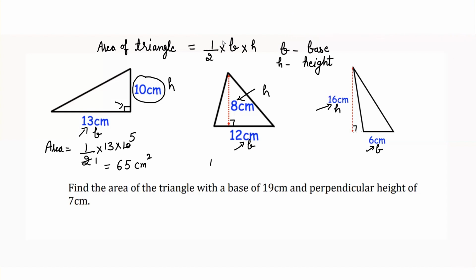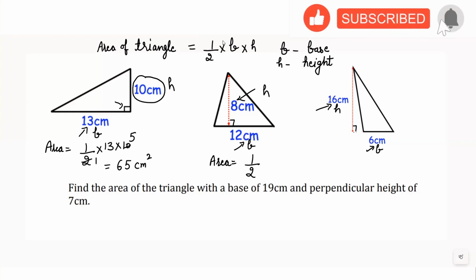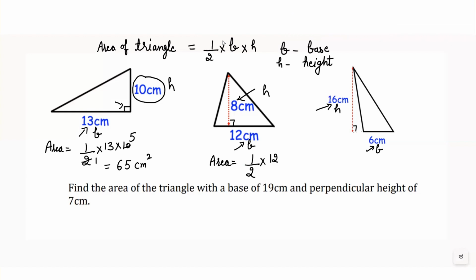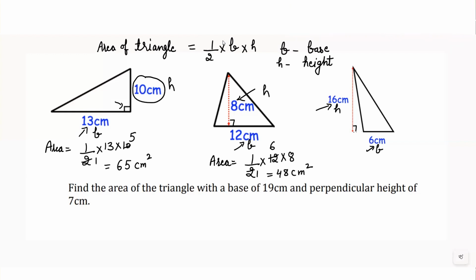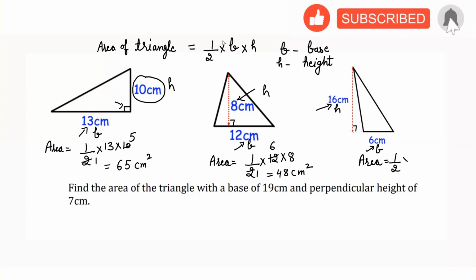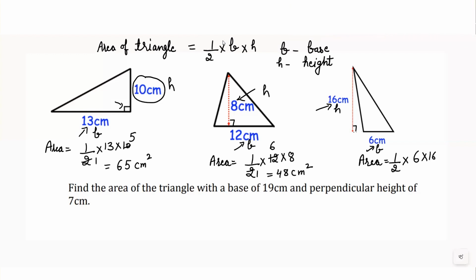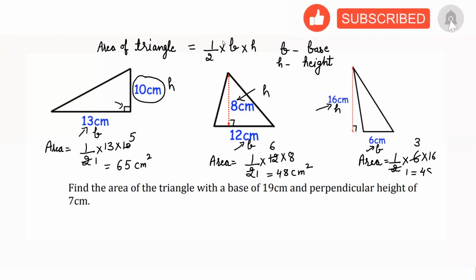Then we will calculate the area of the second triangle. So area is equals to, again we'll put the values in the formula, 1 by 2 into B is 12 and H is 8. You can simplify it. 2 ones are 2, 2 sixes are 12, which is equals to 48 centimeters square. Then we have a third triangle. If we need to find out the area for this, area will be equals to 1 by 2 into B is 6 and H is 16. We will simplify. 2 ones are 2, 2 threes are 6. So the answer for this is 48 centimeter square.